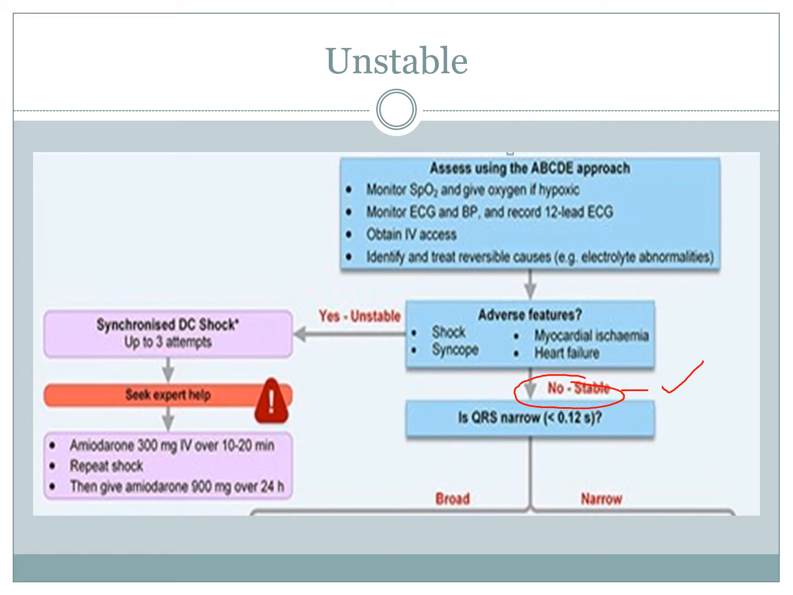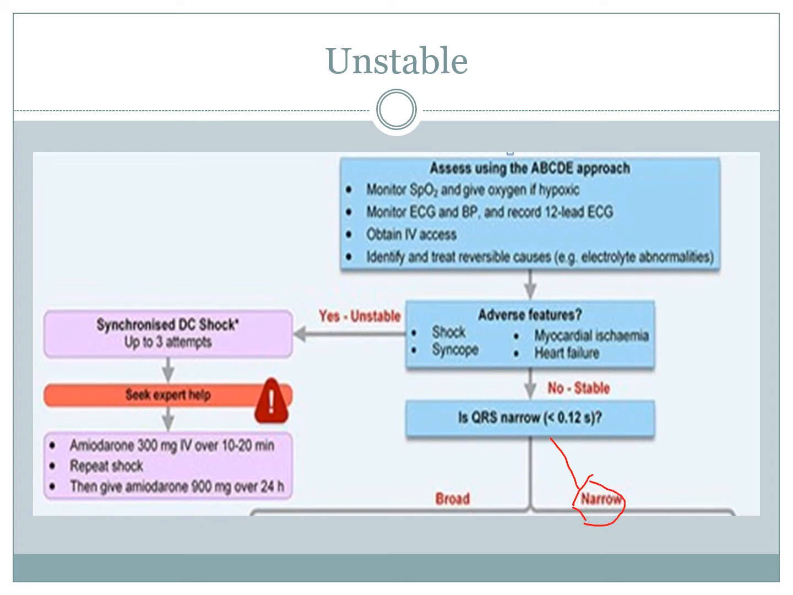Now, when you're looking at stable, you've obviously got time, so you can go back to this and look it up. The first thing we need to look at is the QRS, how wide or narrow it is. If it is greater than 3 squares, then it's considered broad. If it's less than 3 squares, then it's considered narrow.